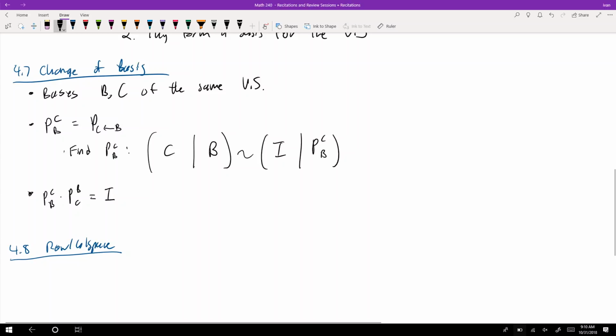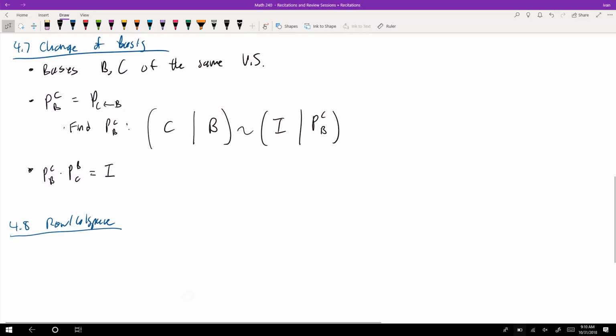So now row space and column space. What do we really care about? With row space and column space, we care about Ax equals b. For A, we're going to have an m by n matrix. Then we have x, which is n by 1, and then we have b, which is m by 1.